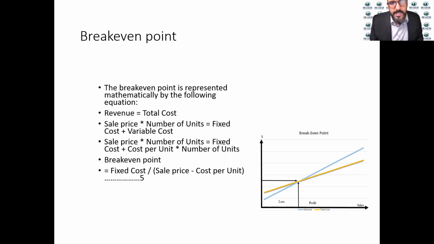The variable cost varies with the number of units. So the fixed cost is fixed, such as the rental cost. The variable cost could be the raw material, which could be calculated by the cost per unit times the number of units. Putting these together and solving the equation for X will give you the break-even point. That would be the fixed cost divided by the sale price minus the cost per unit. So again, the fixed cost divided by the sales price minus the cost per unit gives the break-even point.